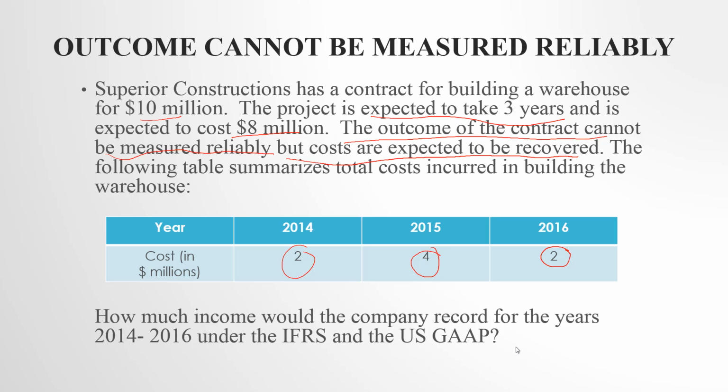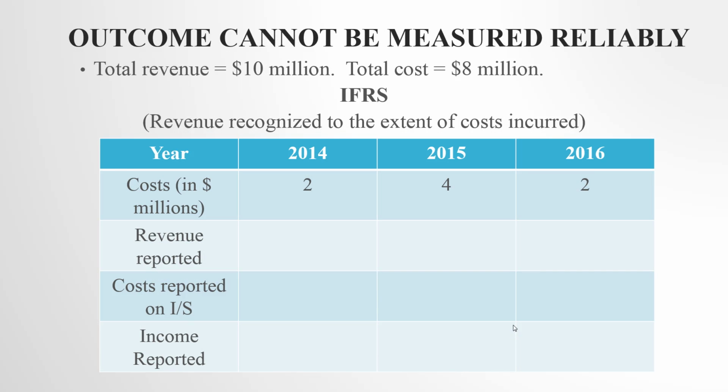Let's start by looking at the IFRS and see how much income, revenue, and expenses are being reported on the income statement. Now, the total cost for 2014 is $2 million incurred by the company. The amount of revenue reported would be $2 million, exactly the same as the amount of cost incurred.